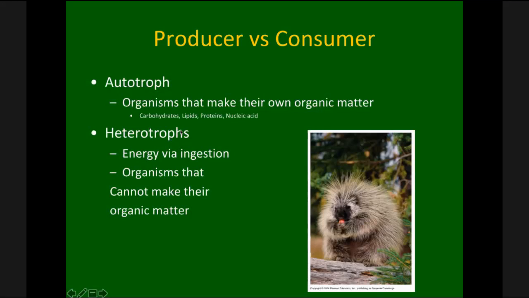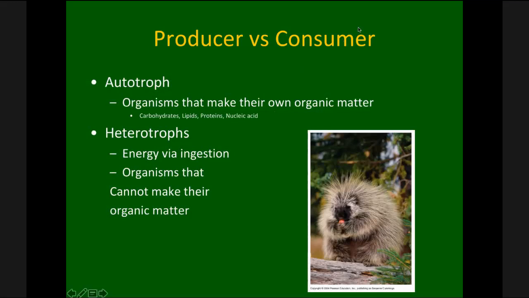A heterotroph is an other eater. And heterotrophs are going to have to get their energy by ingestion. They're going to have to eat. They're going to have to consume another organism or other organic material in order to get their monomers. They can't make their own monomers.